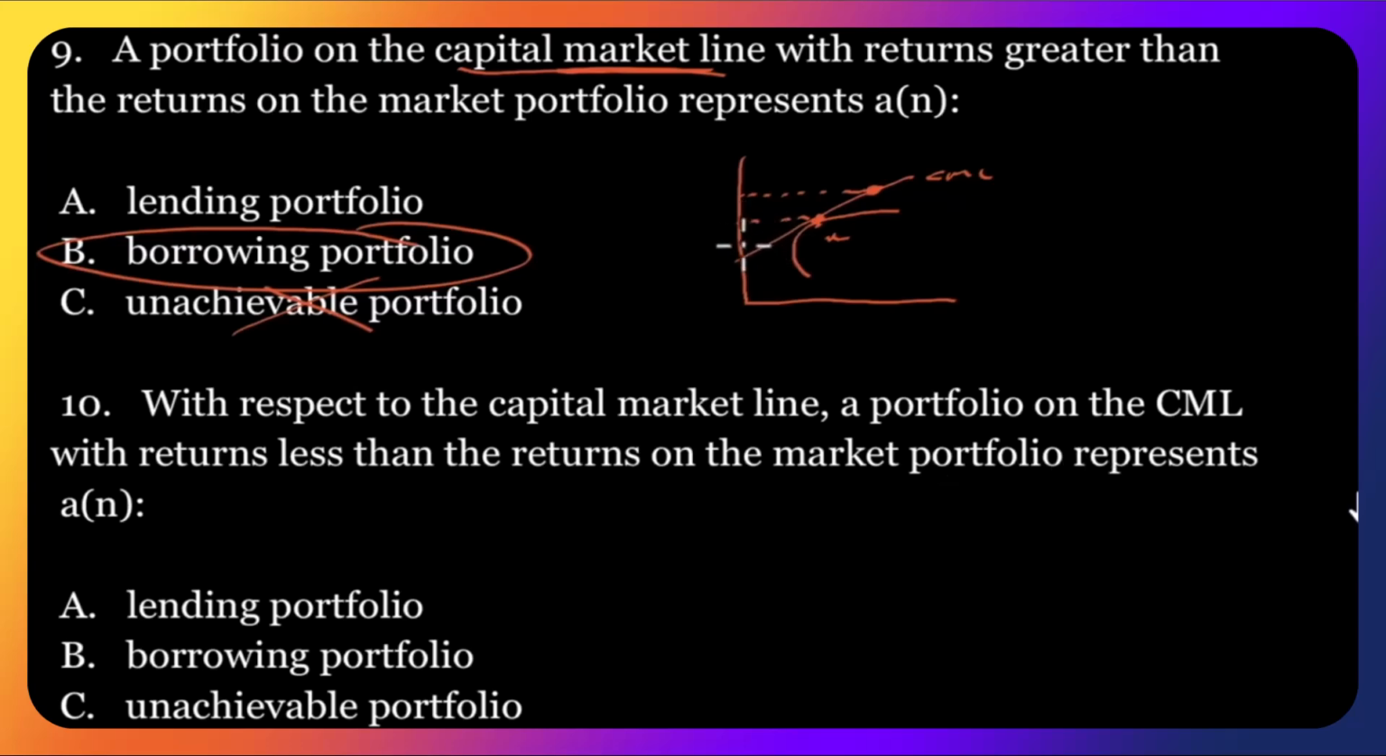So if these are the returns on the market portfolio, we have returns that are less, but it's on the capital market line, is lending, borrowing, or unachievable. If it's on the line, it's achievable. We just have to determine if that's a lending portfolio or a borrowing portfolio. That is a lending portfolio.